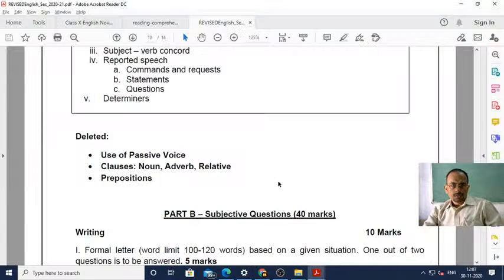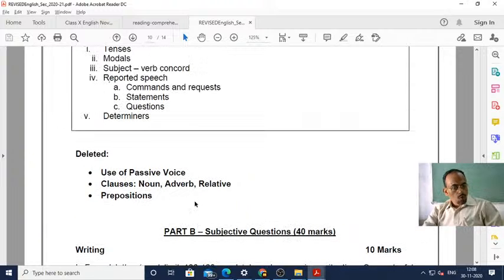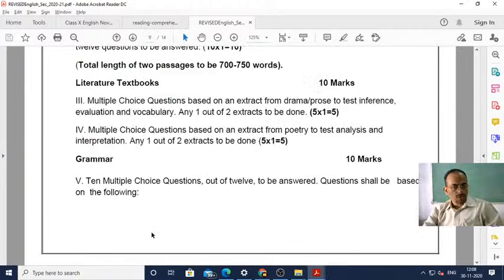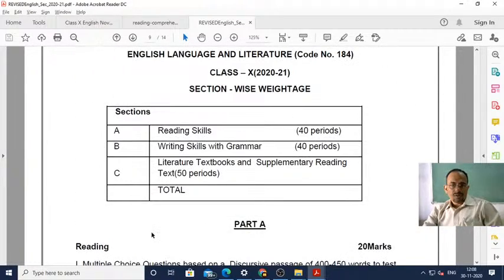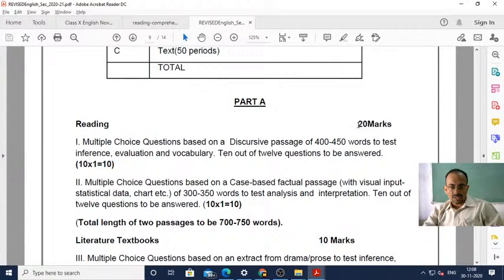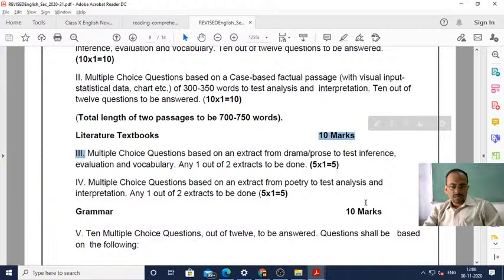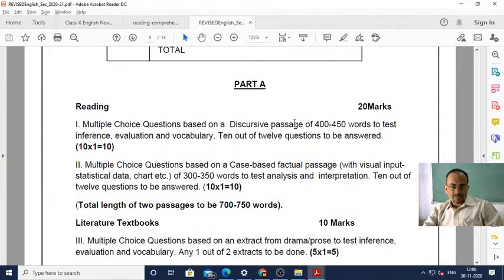So next, dear students, part A is over and part B is now subjective questions. Subjective questions are of 40 marks, and objective questions, as you might have seen, are again 40 marks. You see 20, 10 literature and grammar 10, and from reading 20.